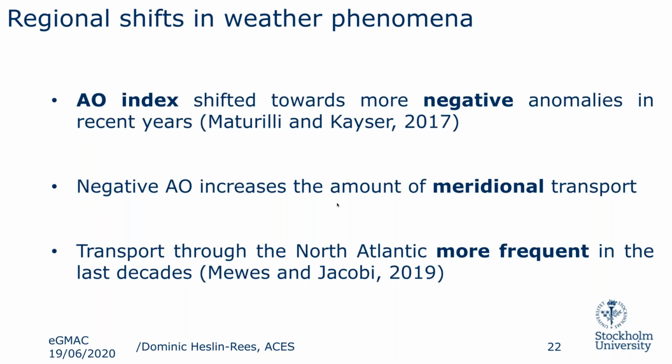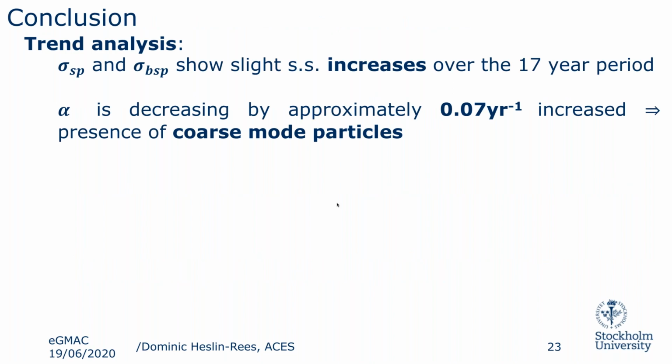So can we link this to regional or larger scale weather phenomena? So we see that the AO index has shifted to negative anomalies. So one hypothesis could be that the negative AO is increasing the south to north transport. And that's been seen in other studies, which have shown more frequent North Atlantic contributions to Zeppelin. So in conclusion, trend analysis, we see increases in the scattering and backscattering coefficients in the last 17 years. We see a reduction in the angstrom exponent, suggesting more coarse mode particles.